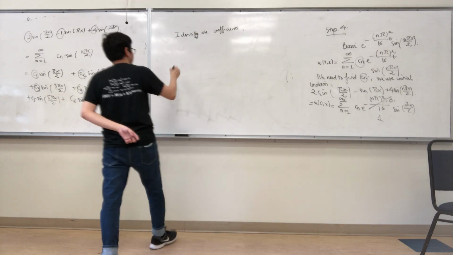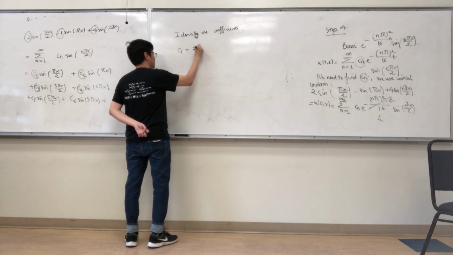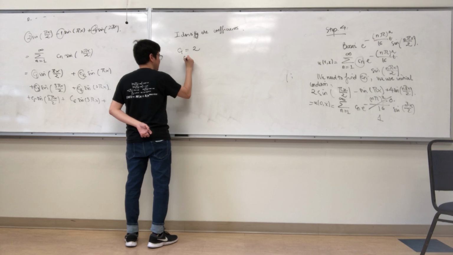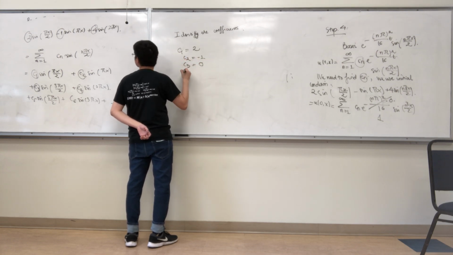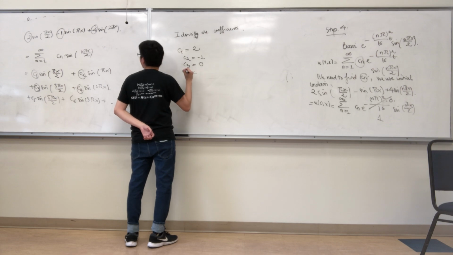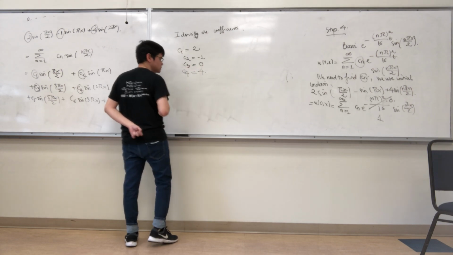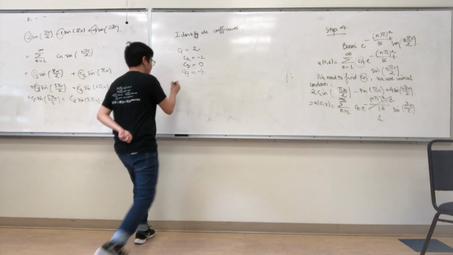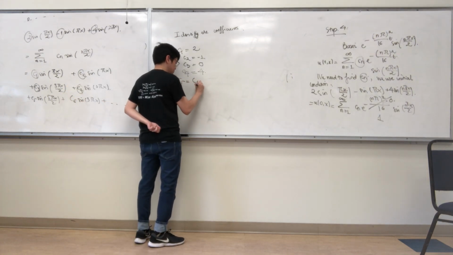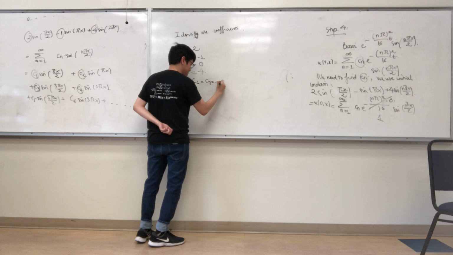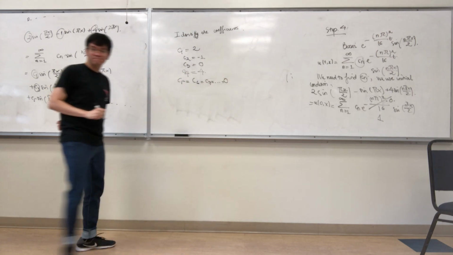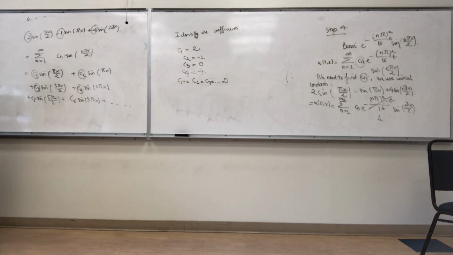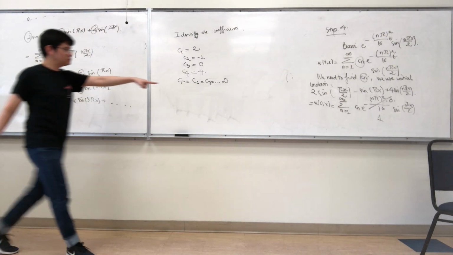So you have C1 is 2. All right, C2 is minus 1. C3 is 0. C4 is 4. All right. C5, C6, they're all 0. Right? It's clear. Now you're gonna plug it into the solution.